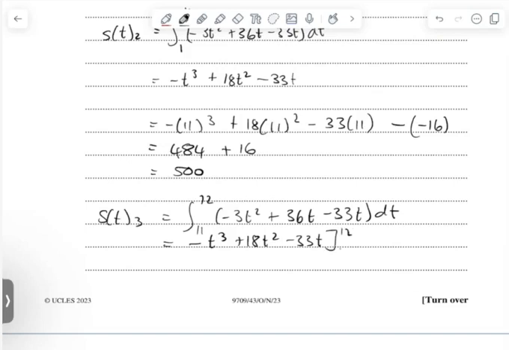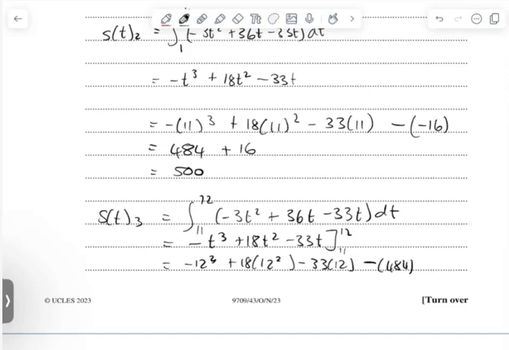And now I'm going between 12 and 11. So if I plug in 12, it's 33 times 12, and then it's going to be minus, when I plug 11 in, is minus 484. Okay. Minus 12 to the power 3 plus 18 times 12 squared. 12, okay, so I get an answer of 732 minus 484.